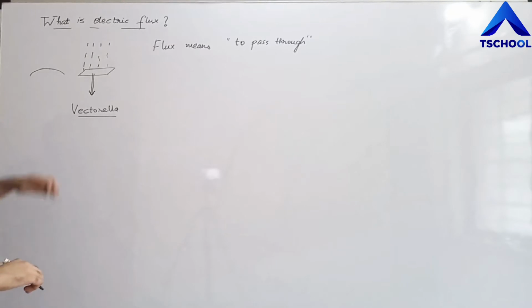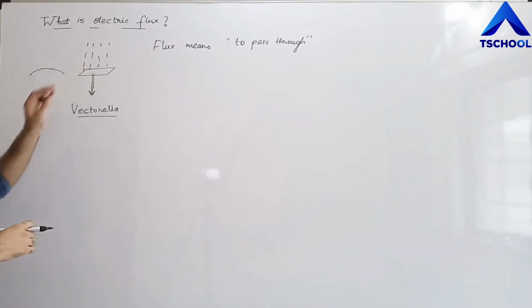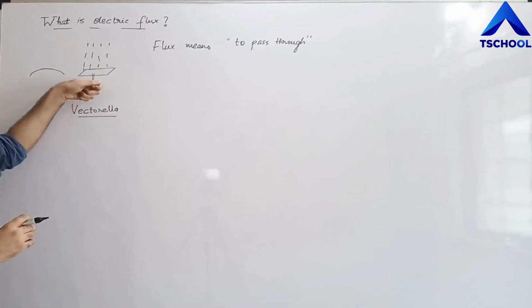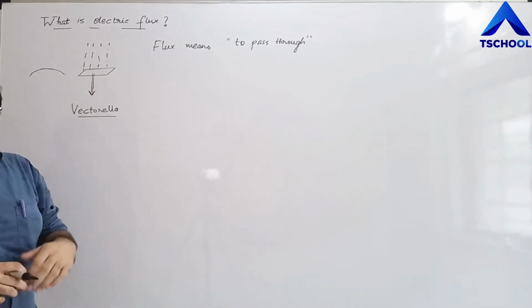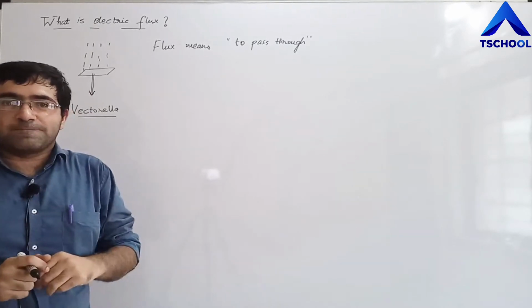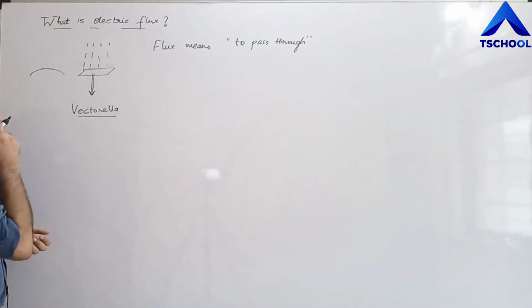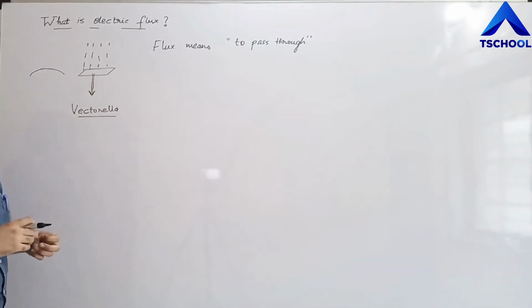In our case, raindrops are falling vertically downwards, let's say, and if you hold the umbrella from here and tilt it, what you are going to see is that the amount of water falling on the umbrella in some given time will decrease. So that is what flux is.